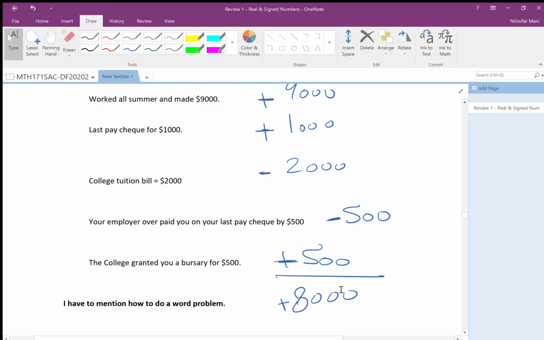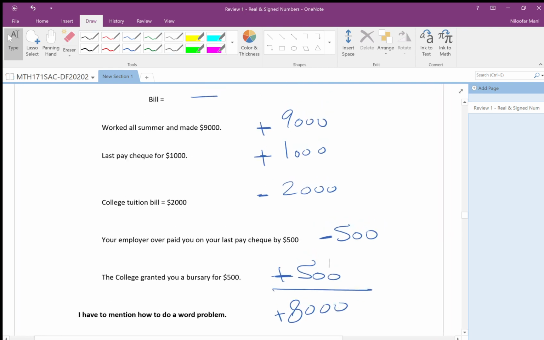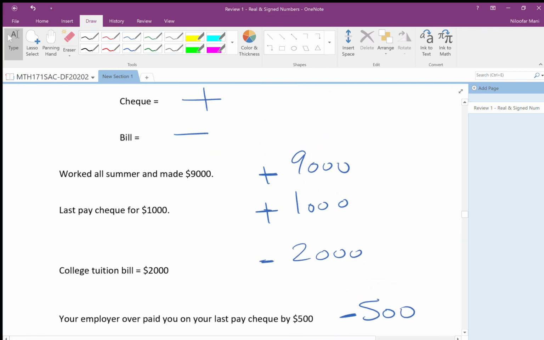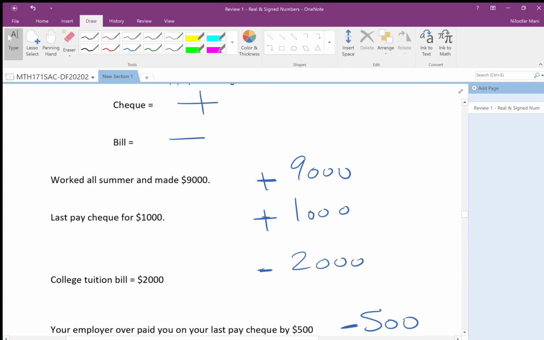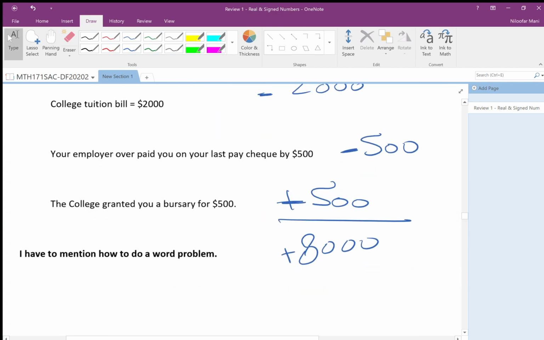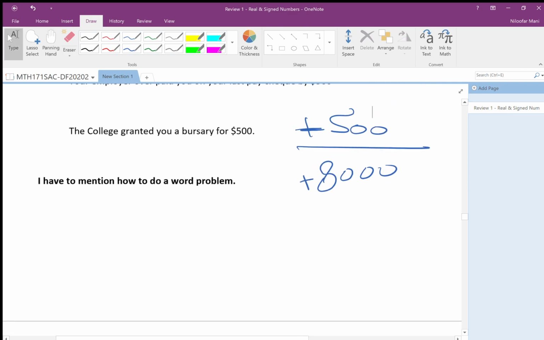Remember, when you have a word problem like this, read the question first and understand the type. Here the type is plus and minus, positive and negative, so that's why I made them positive and negative. I have to read the question, understand the type, and read it a second time and translate into math language. So I have a check, I consider it positive, I have a bill, I consider it negative, and then I add them all, and at the end I have to write a sentence.